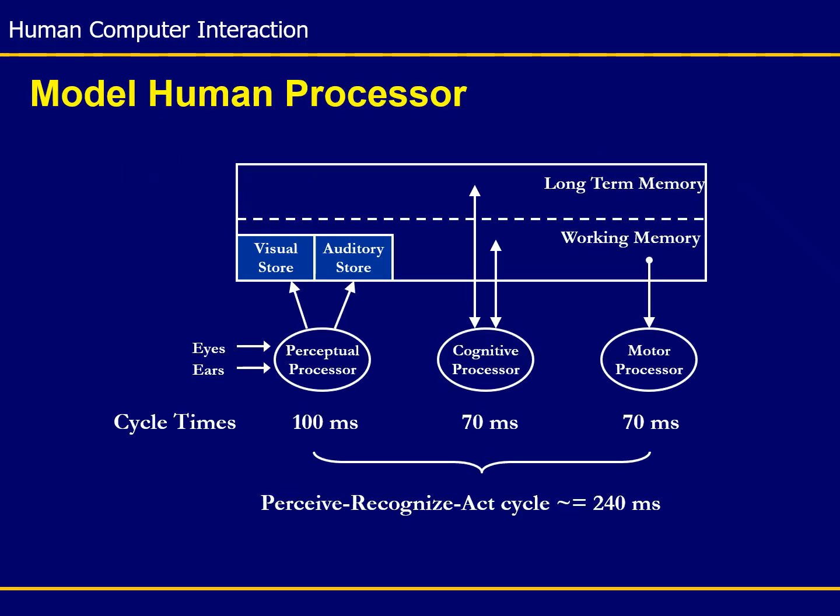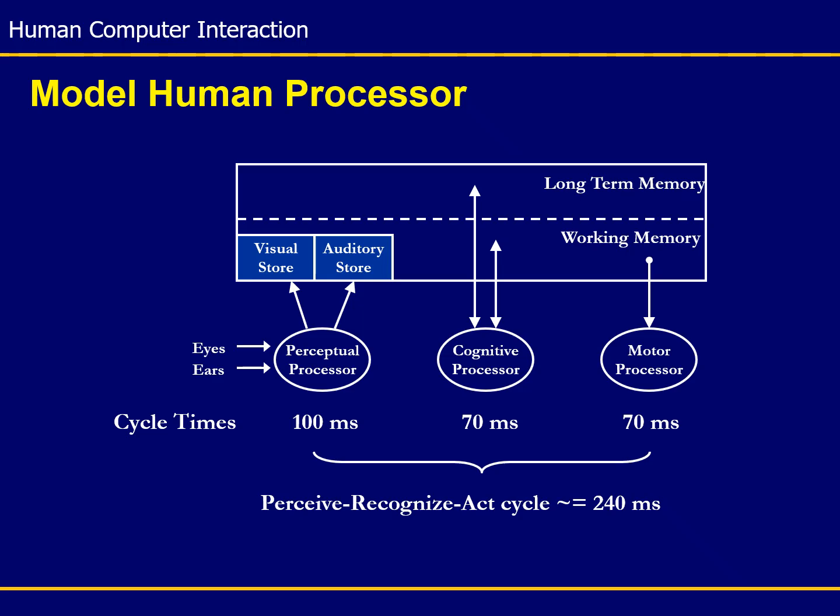So let's put all the pieces we have learned up to now in terms of time, reaction time to any user interface change. The model human processor has divided the reaction into a perceptual part, a cognitive part, and then a motor part. We know that the perceptual processor has a cycle time of 100 milliseconds, the cognitive processor on average is 70 milliseconds, and the motor processor on average is 70 milliseconds. What those add up to is 240 milliseconds.